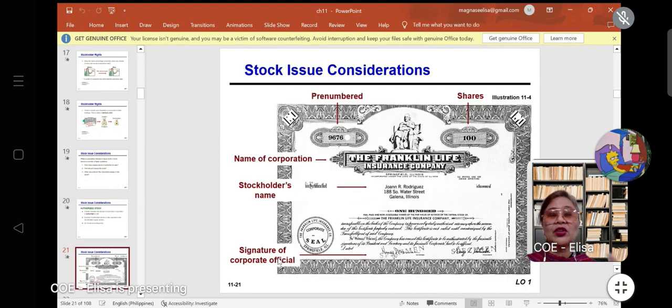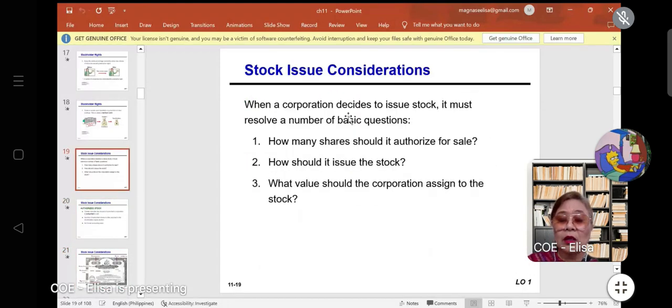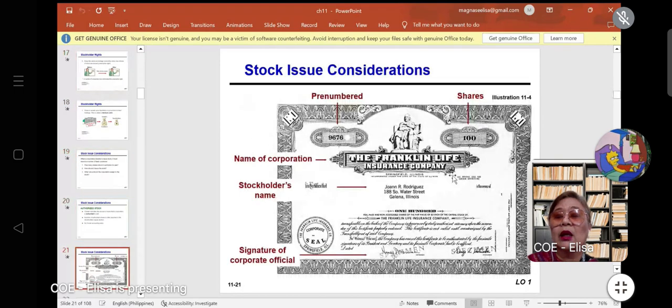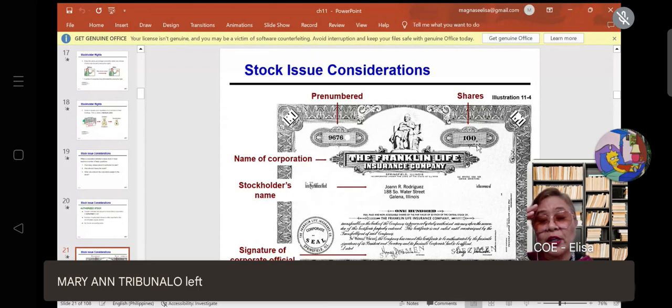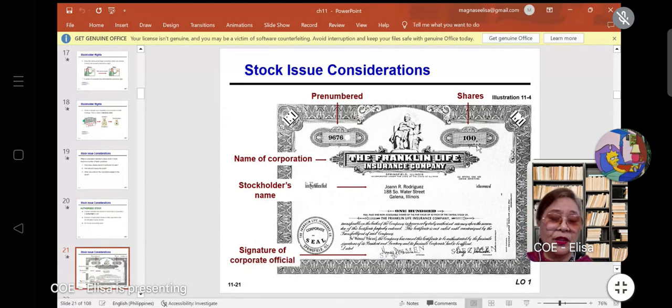Okay, this is an example of a stock certificate. You have here the shares, the name of the corporation, the stockholder's name, and so on. This 100 here means that the issuance of stock is by the hundreds. It's not 99, it's not 1, but 100. If you issue 1 share, the $1 is not enough to cover the cost of printing the certificate. So it should be a multiple of 100, or multiple of 200, depending on them.